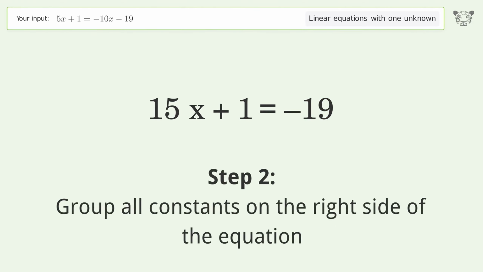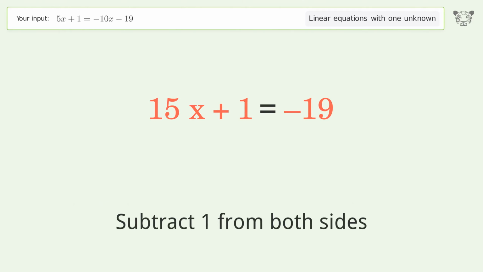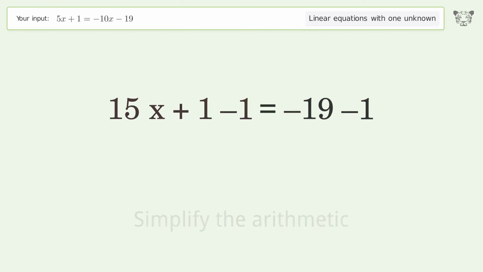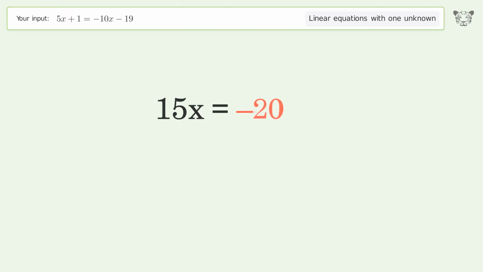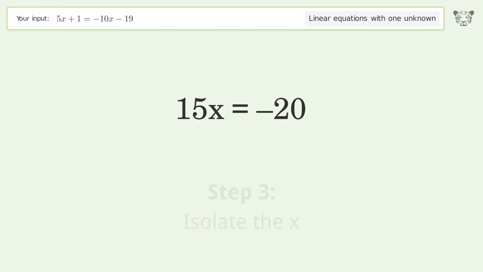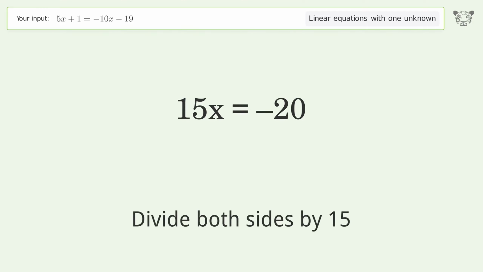Group all constants on the right side of the equation. Subtract 1 from both sides. Simplify the arithmetic. Isolate the x. Divide both sides by 15.